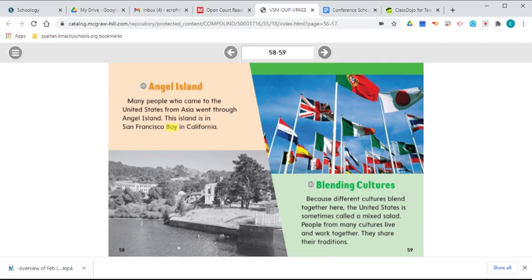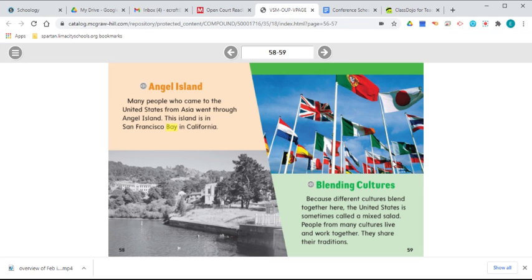Angel Island. Many people who came to the United States from Asia went through Angel Island. This island is in the San Francisco Bay in California. Because different cultures blend together here, the United States is sometimes called a mixed salad. People from many cultures live and work together. They share their traditions.